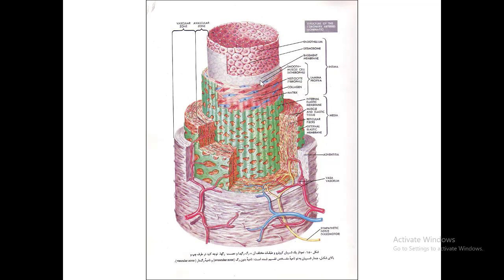Here we call it subendothelial layer. And the middle layer is tunica media, that is the thickest one in the arteries. In all vessels, we have stroma of collagen type 3 or reticular fibers in the media. And on these reticular fibers, we have smooth muscles and elastic fibers.